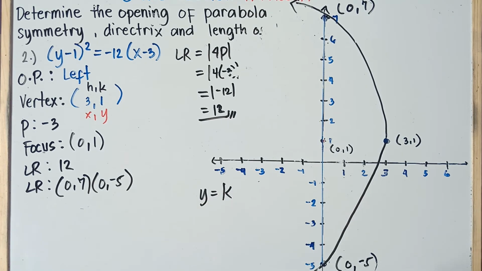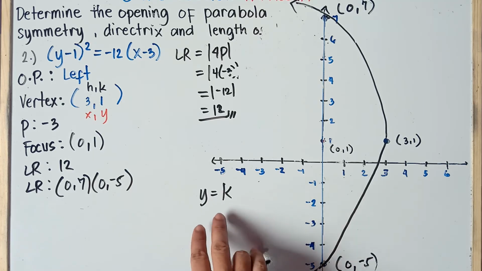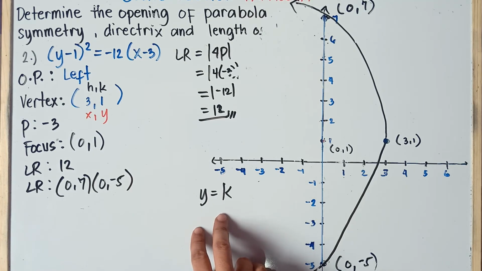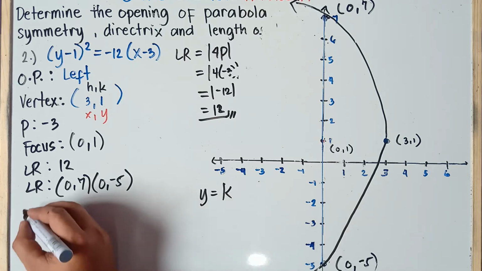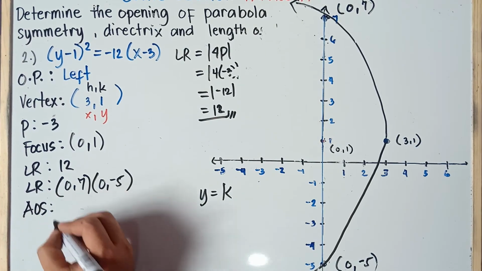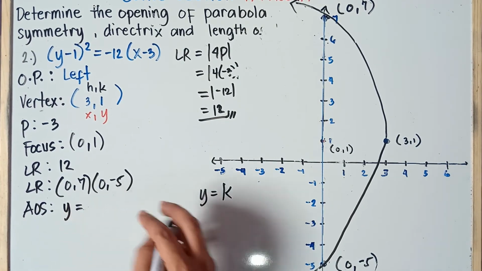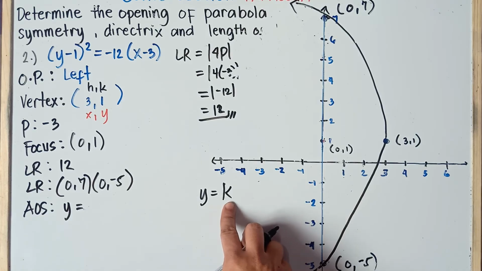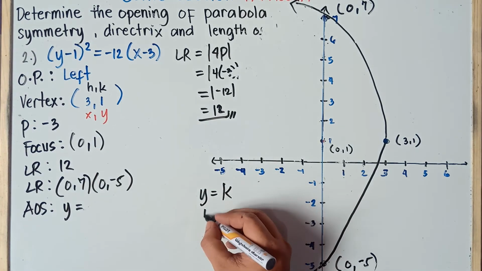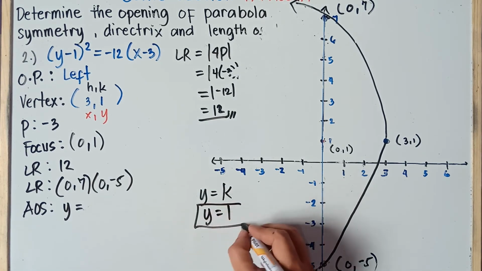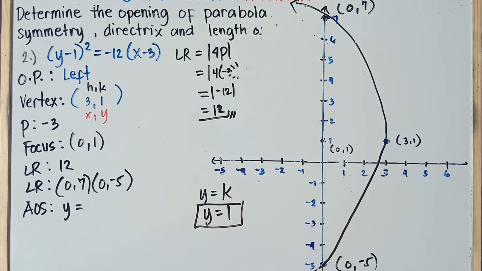Once again, your axis of symmetry would be y equals k if your parabola opens right or left. So the axis of symmetry would be y equals the value of your k, class. The value of your k is 1, so this will be y equals 1. That's it, class. That's the answer for the axis of symmetry. Easy, right?